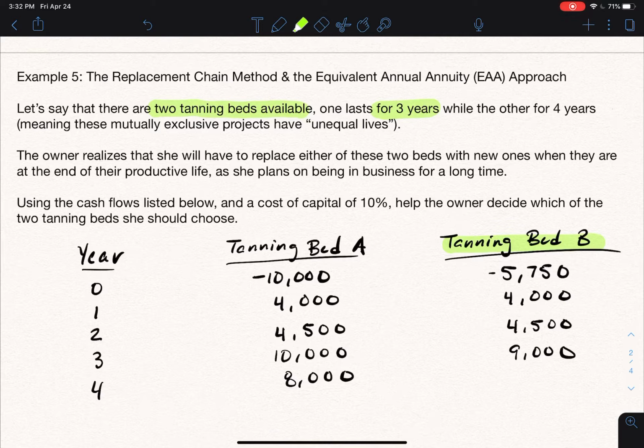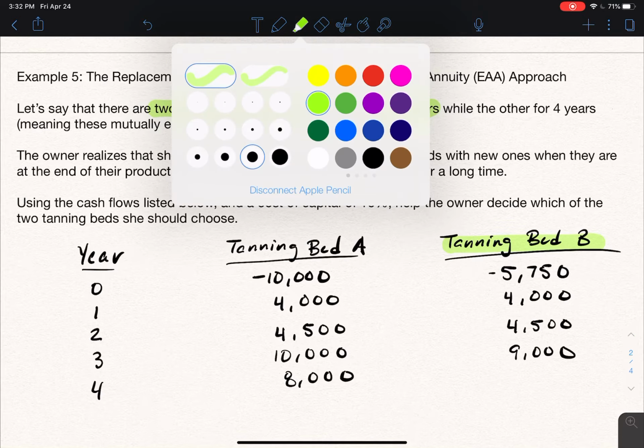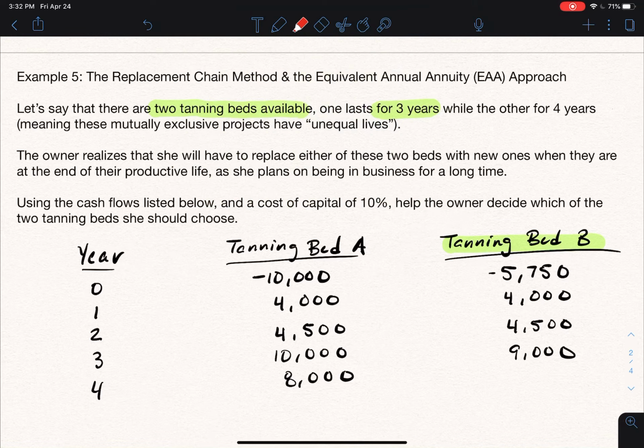It's way cheaper. So that's what we're looking at here: if we're in the red 10 grand with tanning bed A, but we're only in the red 5 grand with tanning bed B, that's a huge difference, isn't it? And it's hard to compare these two things because they have different lives. And since there are different lives, we have to have some type of method or approach, if you will, to be able to compare them appropriately.